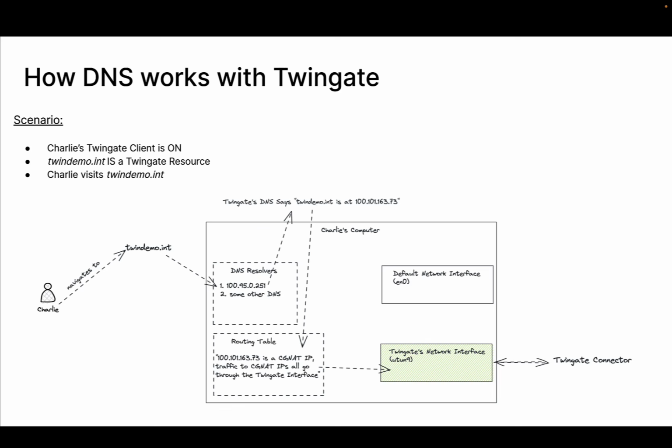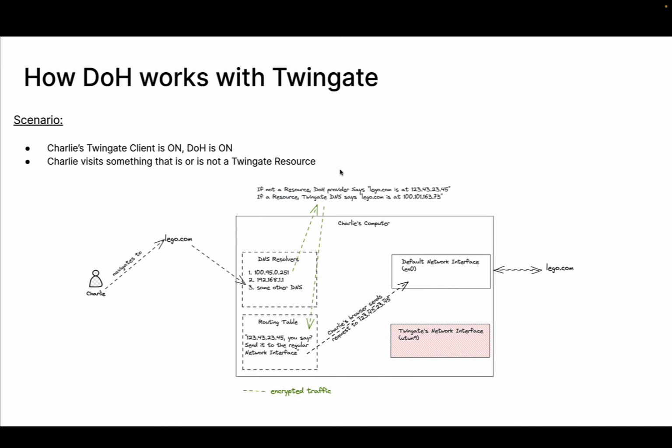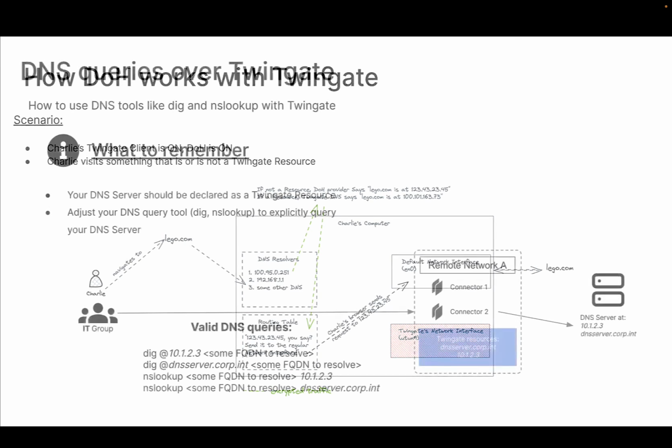With a client on, the Twingate adapter receives the request for resolution, returns a CGNAT IP, which by definition, because of the routing table on your computer, specifies that all CGNAT IPs have to be processed by the Twingate network interface. All of that traffic is passed to Twingate. And like I said, with DoH on, the same thing happens, except that you're also protected for non-Twingate DNS traffic, which by default does not get encrypted.